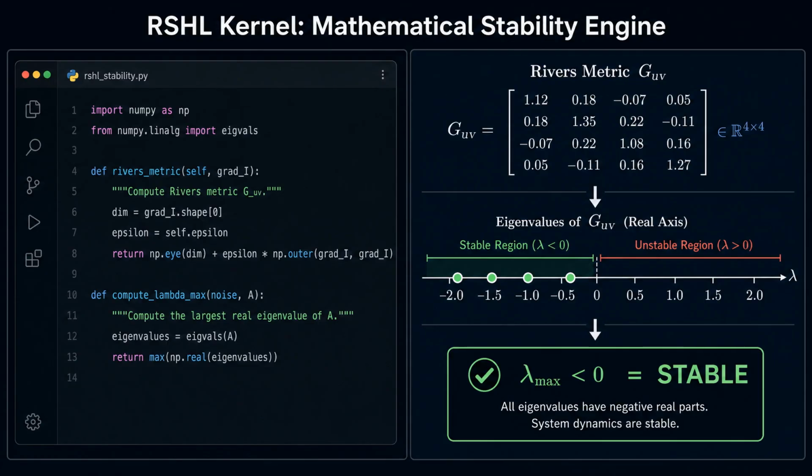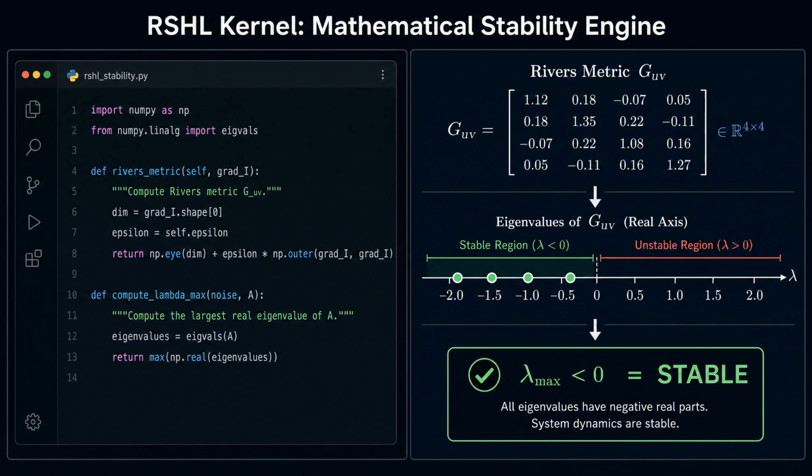At the foundation is the RSHL kernel, implemented in Python using NumPy and SciPy. It defines the Rivers metric, a custom Riemannian-style metric tensor computed as the identity matrix plus epsilon times the outer product of the identity gradient with itself. This metric governs the geometry of the state space.